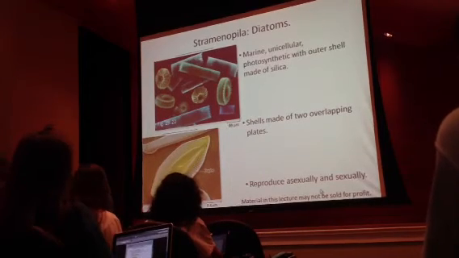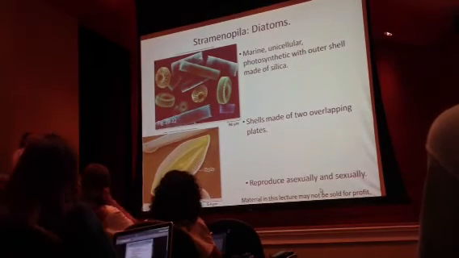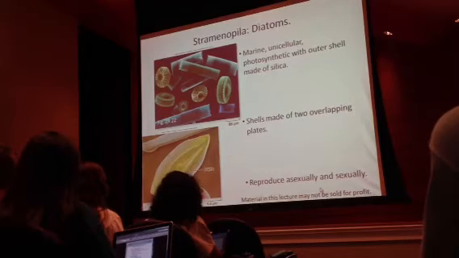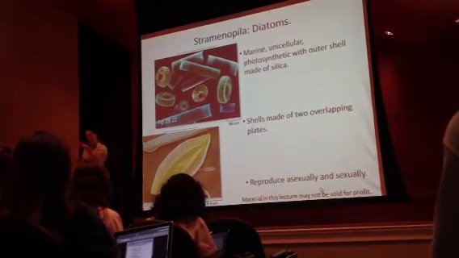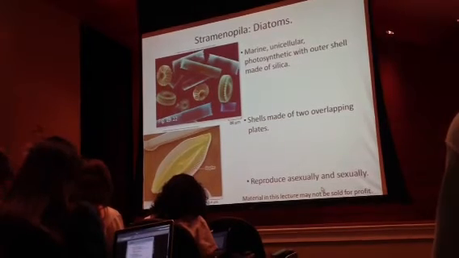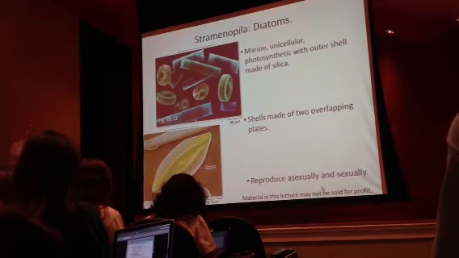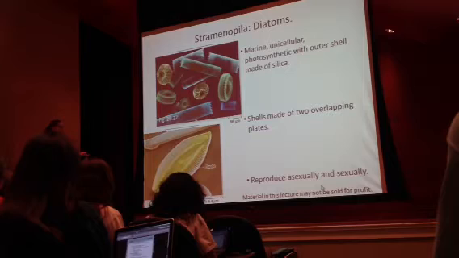Okay? When they reproduce asexually, they pull those two plates apart and they make a new bottom. When they make the new bottom, the one that started from the bottom plate in the first place is smaller. So it continually gets smaller every time they reproduce.